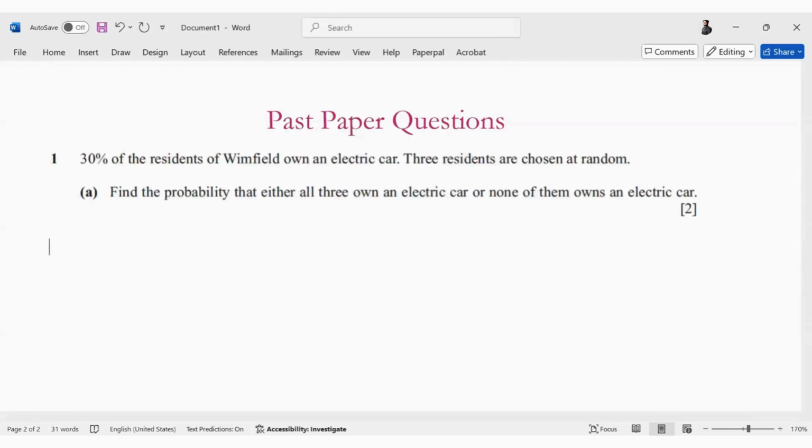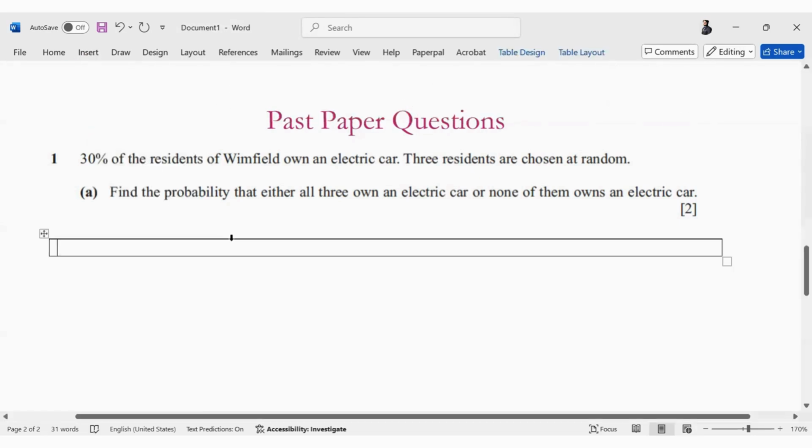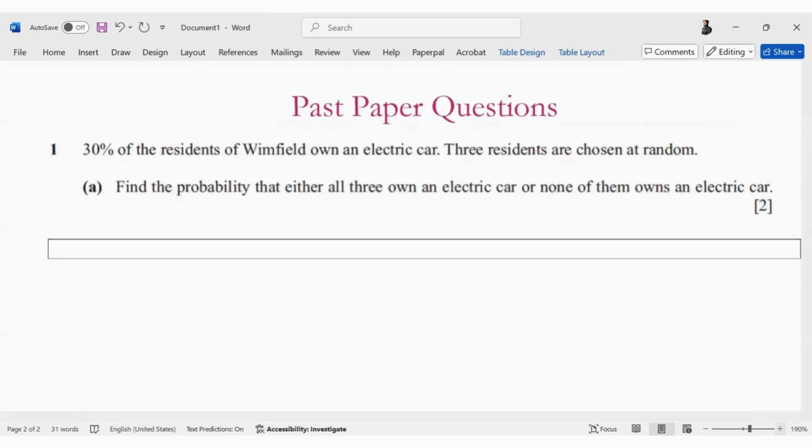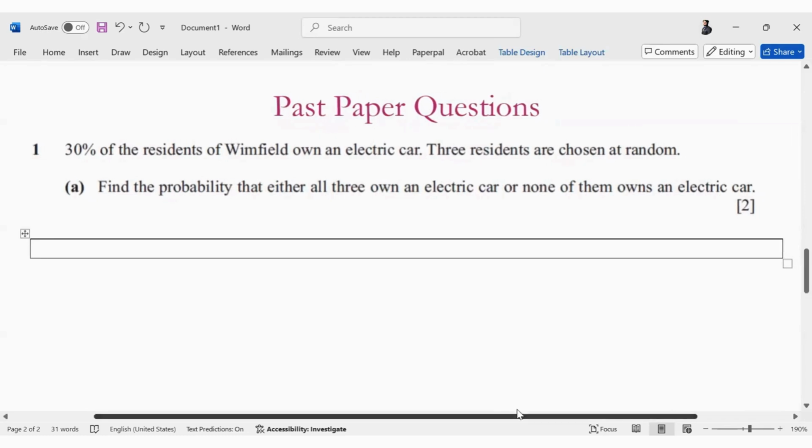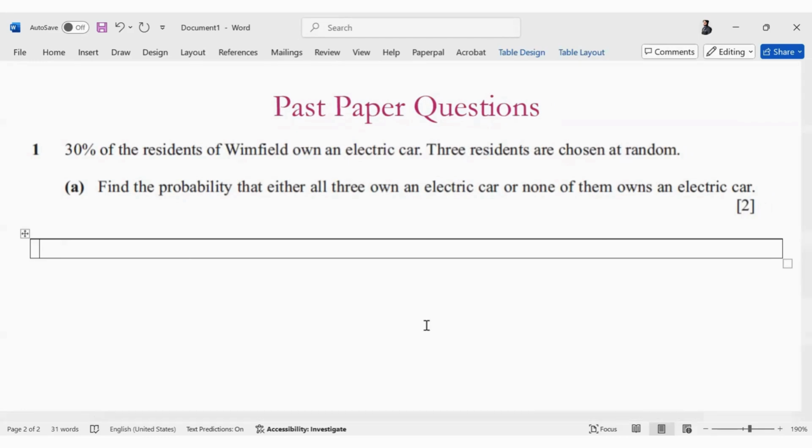And now let's do a few past paper questions which deal with approximation. The first part mostly is not about it. It's about the discrete random variable, and the following parts cover the approximation. So 30% of the residents of Winfield own an electric car. 3 residents are chosen at random. Find the probability that either all 3 own a car or none of them owns an electric car.